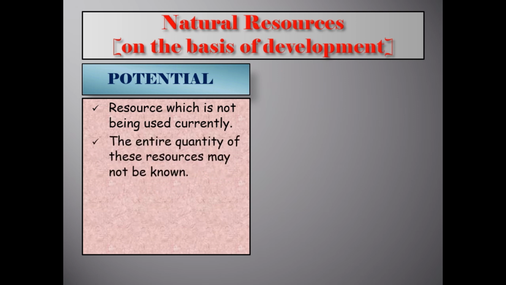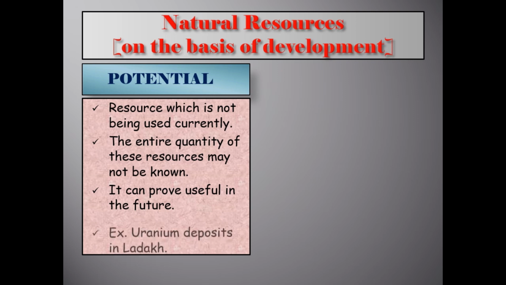Natural resources on the basis of development. They are also categorized on the basis of development into two categories. First is potential resources. Potential means possibility, I have talked about earlier. Resources which are not being used currently are called potential resources. The entire quantity of these resources may not be known because they are not being used currently. It can prove useful in the future because they have possibility. For example, uranium deposits in Ladakh.